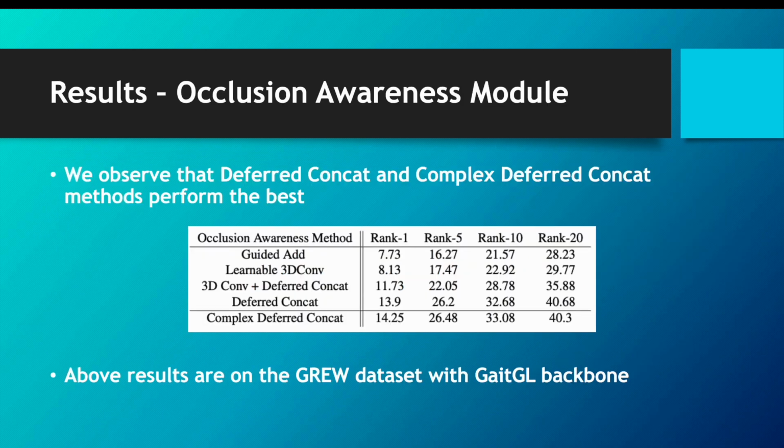And these are the results for the different kinds of occlusion awareness methods we tried. And we see the complex deferred concat, the method where we concatenate x and beta and pass them through fully connected layers, performs the best.